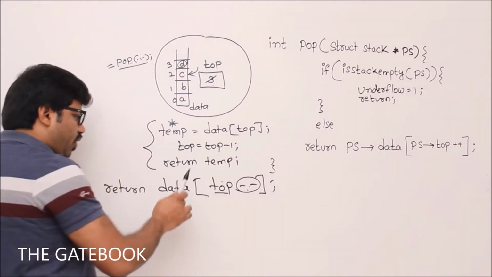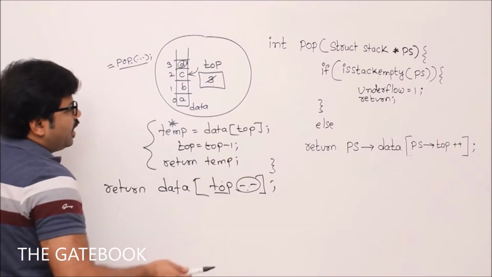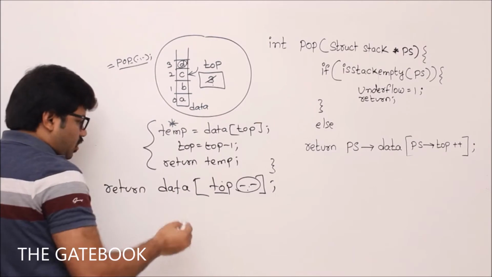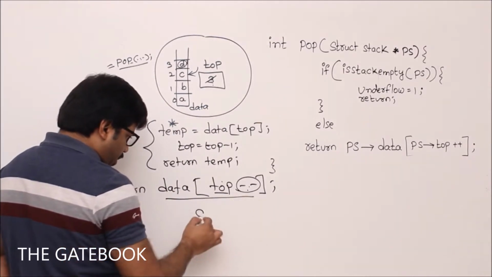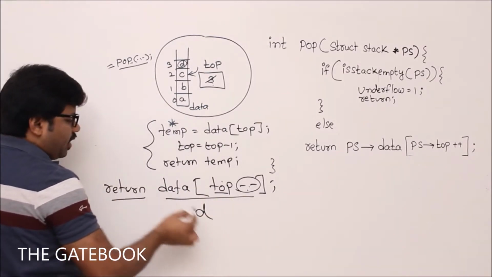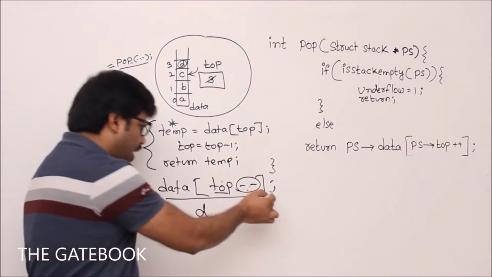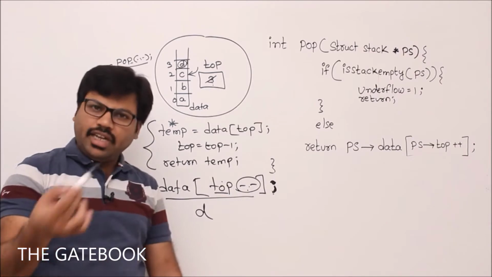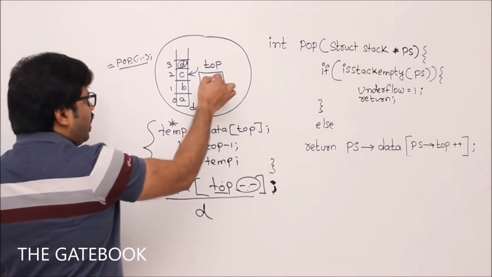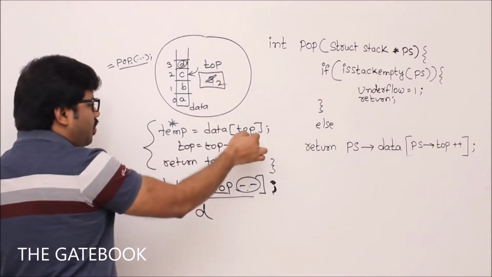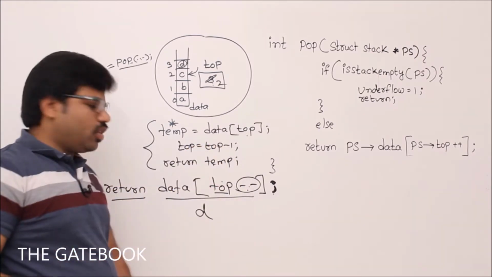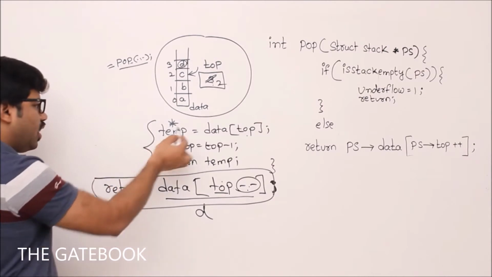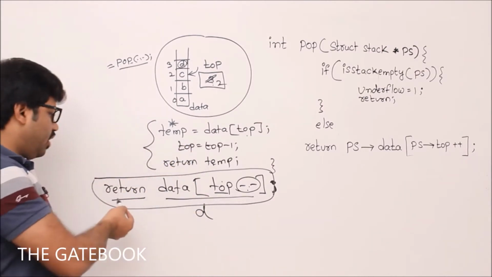At this moment, first data of top will be taken. What is data of top? Let's say top is 3, then data of 3 is D. So first data of top will be taken, which is D, that will be returned. Later on, once this line is over, once we reach the semicolon, in the next line, top will be decremented. When top is decremented, it will reach 2. So the same thing is happening like this, correct or not? So finally, the sophisticated code is this one, right? But both are correct. But we are writing it in one line.